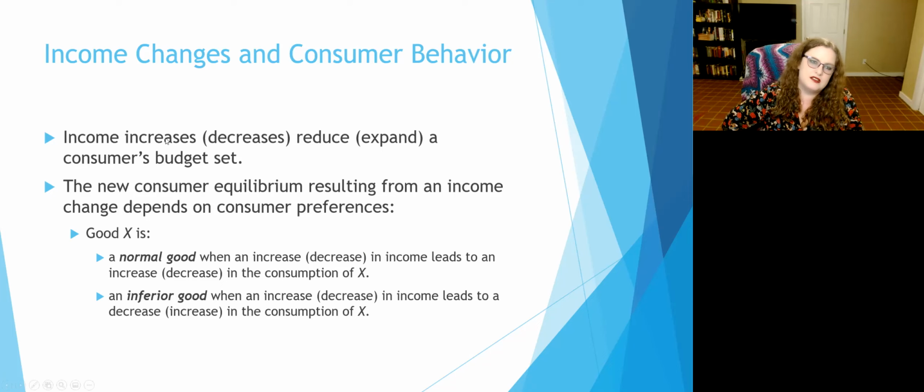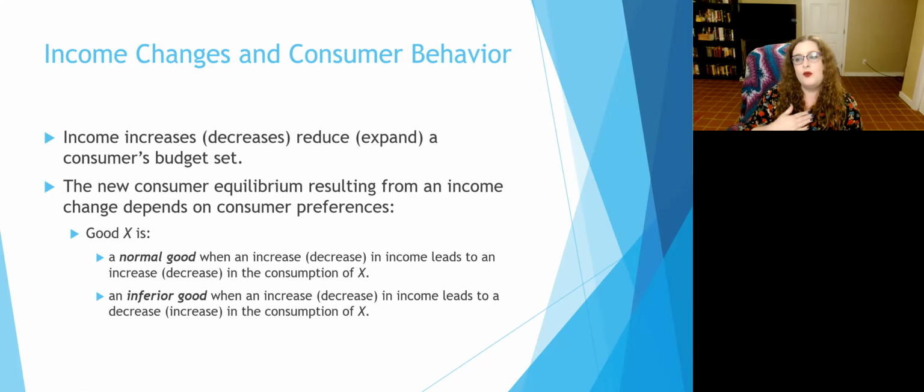But income increases end up expanding the consumer budget set. When you have more income, you can buy more things. Income decreases reduce the consumer budget set. When you have less income, you can buy less things. All right. The new consumer equilibrium resulting from an income change depends on consumer preferences.